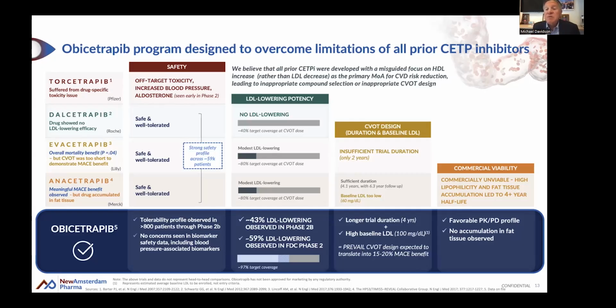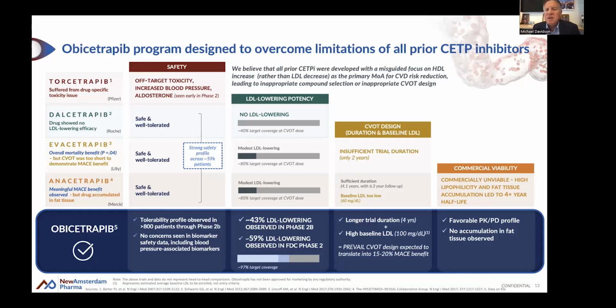Since then, there have been 3 others that have gone into very large outcome trials, and the drugs have been very safe. No significant blood pressure effects, very safe. I'll go through each of them individually, but this off-target effect of torcetrapib has now been recognized even structurally on the molecule, what led to the aldosterone secretion. Next came dalcetrapib, a very modestly effective CETP inhibitor. It had no effect on LDL.